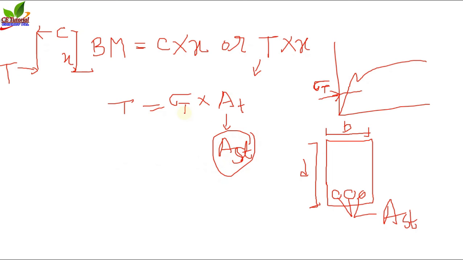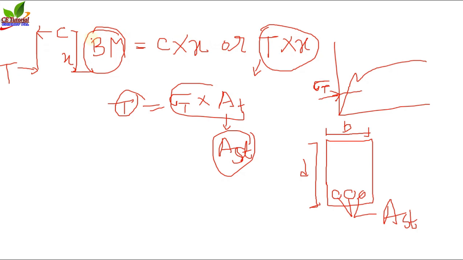So AST we can find by multiplying sigma T with AST and equating this with T. T is the tensile force, and if I multiply the tensile force with x, we get the moment, and if we equate this with the bending moment, we can get the value of AST. This is actually the design we are doing in the working stress method or limit state method, whatever it is. For both methods, the fundamental principle is this.